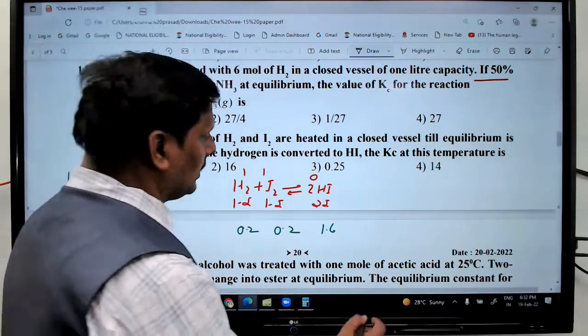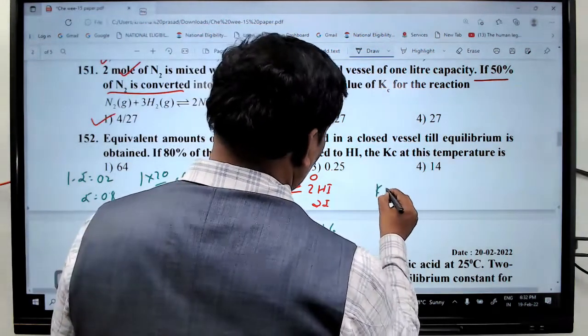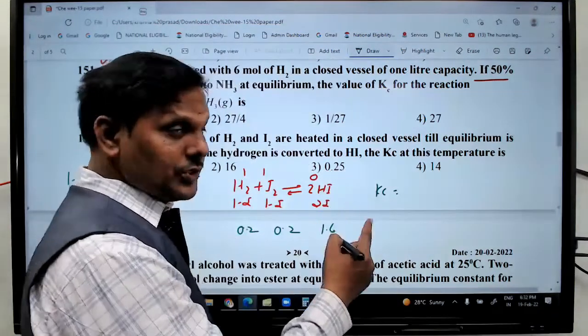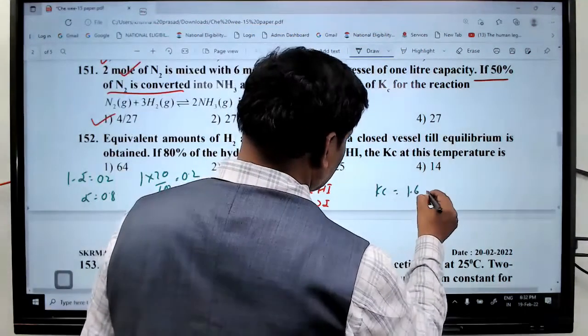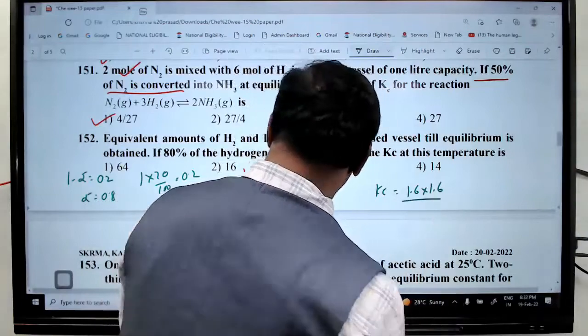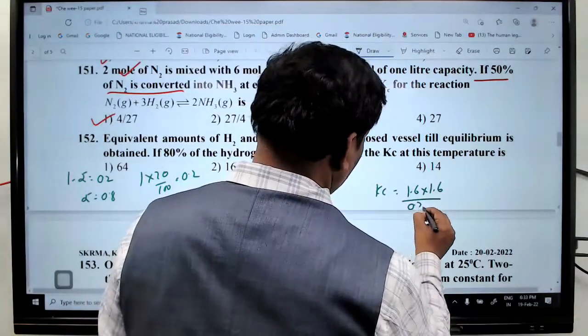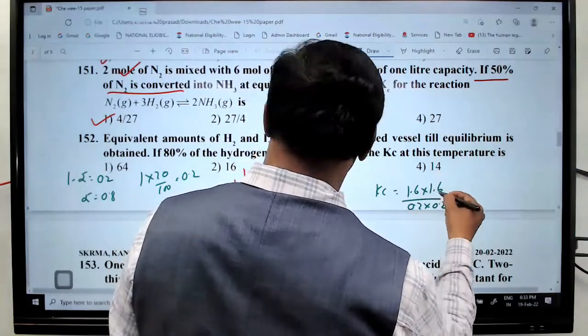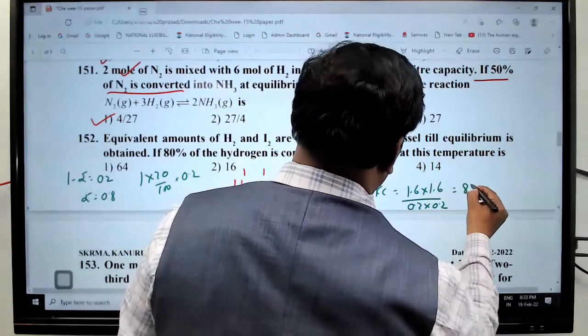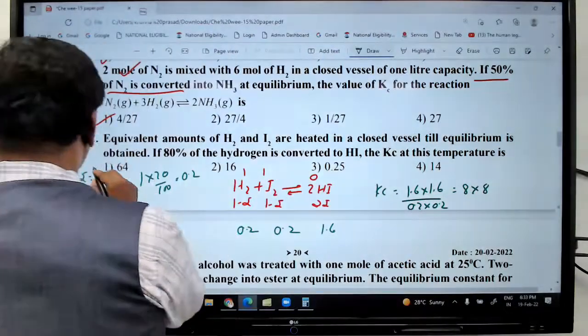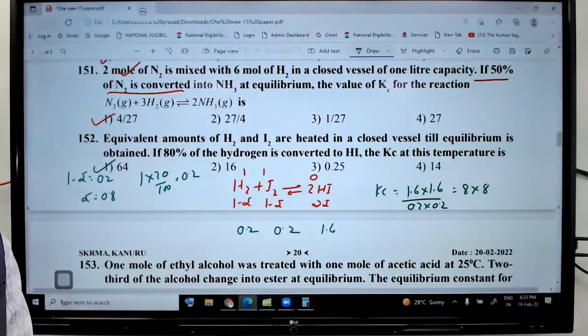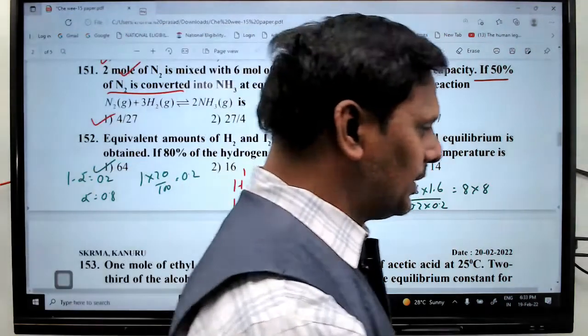Now Kc value कितना है? Kc is equal to HI whole square. HI whole square means 1.6 into 1.6 divided by 0.2 into 0.2. मतलब 8 into 8 है, which is equal to 64. चलो देख लीजिए, वेरी सिंपल था एक क्वेश्चन है. ये क्वेश्चन था वो बहुत सिंपल था.